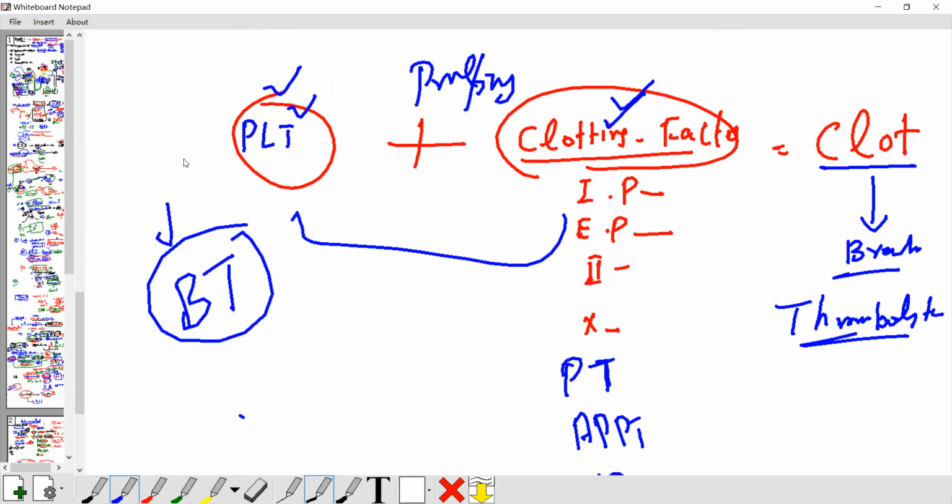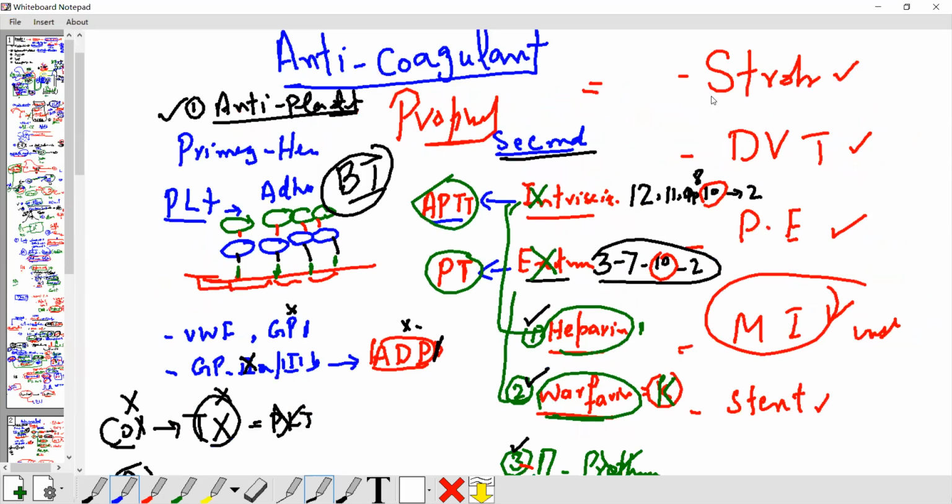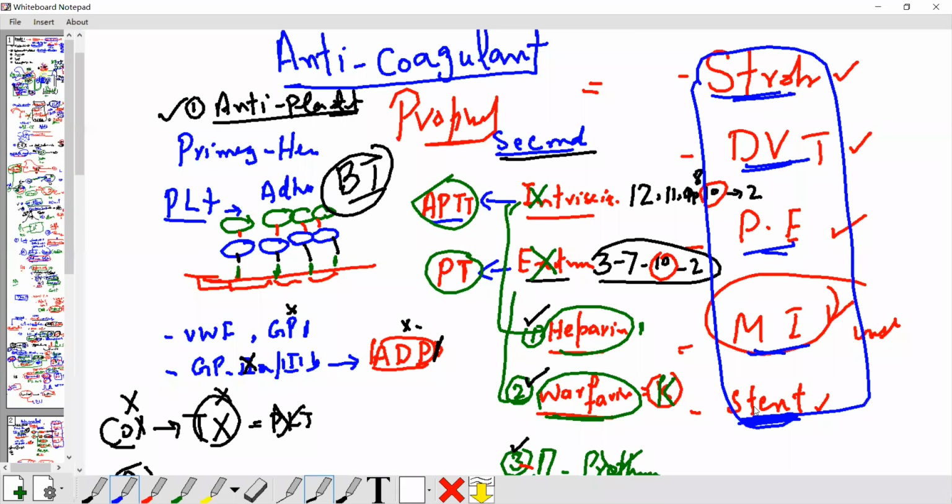Understand or not? The naming of the drugs, inshallah, tomorrow I will explain these anti-clotting drugs, anti-platelet drugs, and for what purpose we use them. The uses are the same, not new things. You just have to keep in mind, very easy, the uses: stroke, DVT, pulmonary embolism, MI, and after stenting. All the drugs have nearly the same uses. Clear?